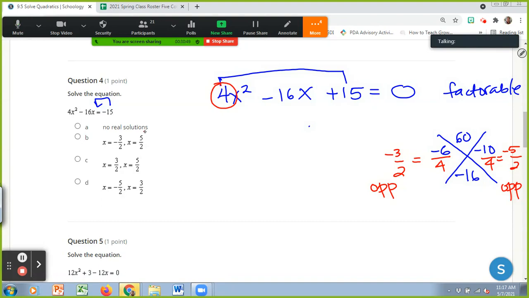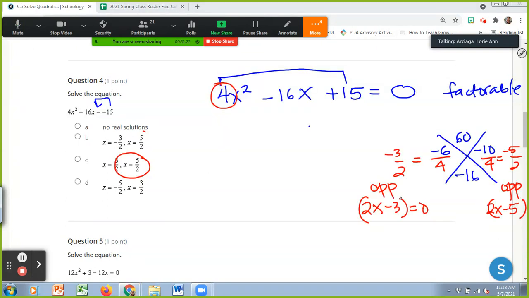So negative 3 halves will become positive 3 halves, right? Both of them must be positive, correct? Yep. Remember the bottoms up rule? Don't you miss the bottoms up rule. It will become 2x minus 3, and then 2x minus 5, right?